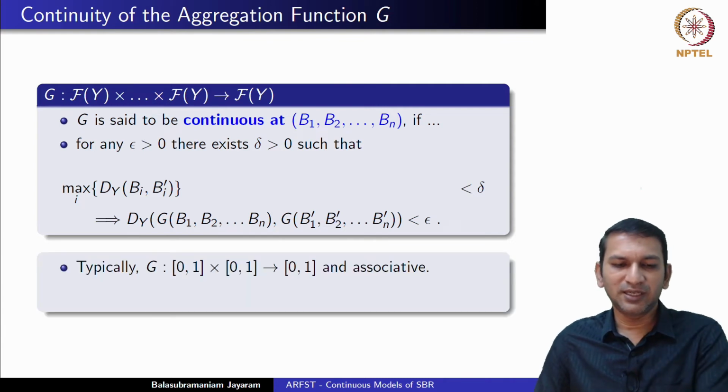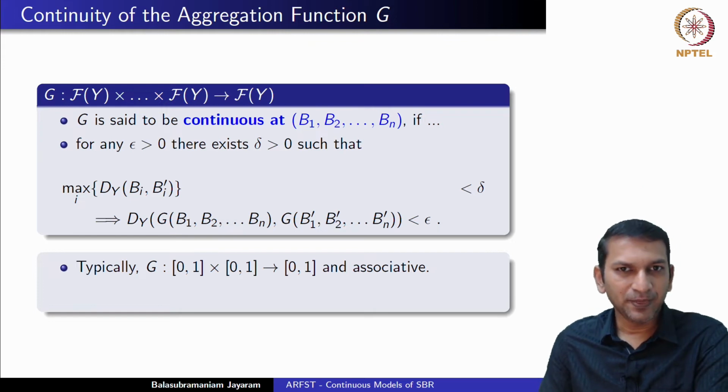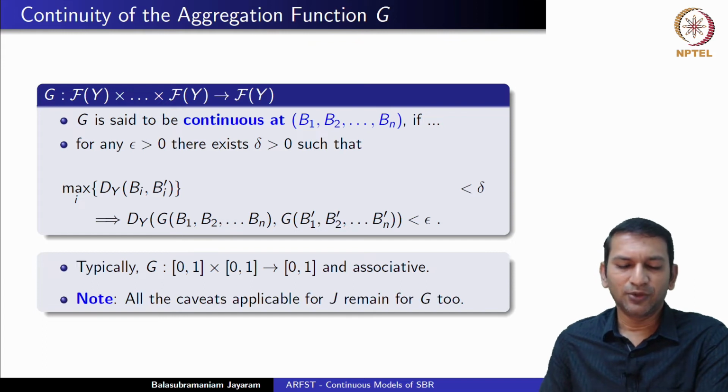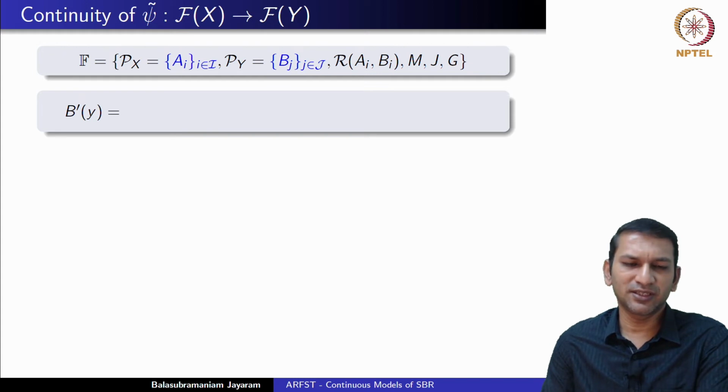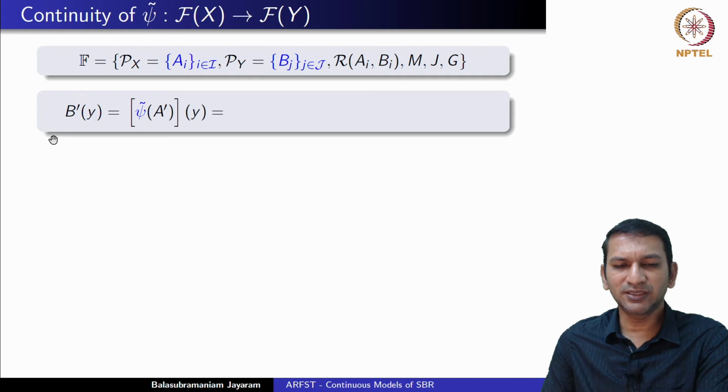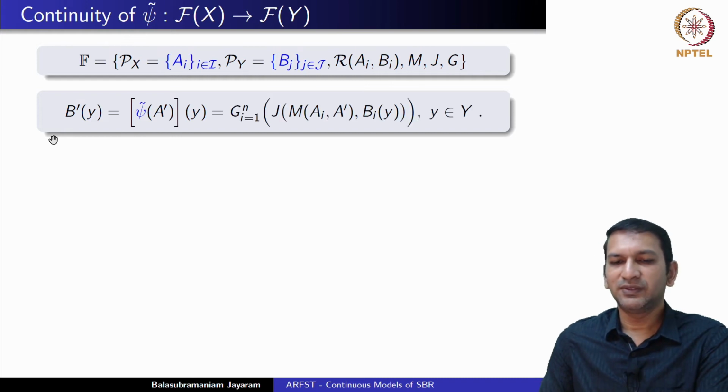Once again, we have seen that typically g can be any binary operation on 0, 1, but needs to be associative. Note that all the caveats that are applicable for j remain for g. Now, with this, we are in a position to talk about continuity of the system function obtained from similarity-based reasoning. Note that this is the form of the similarity-based reasoning that we are considering. Given an a dash, the output b dash is obtained as follows: B dash of y is psi tilde of a dash of y, which is nothing but this.